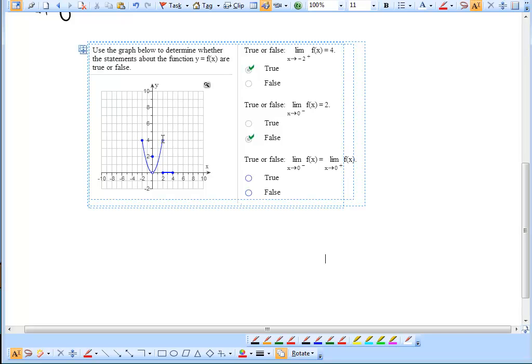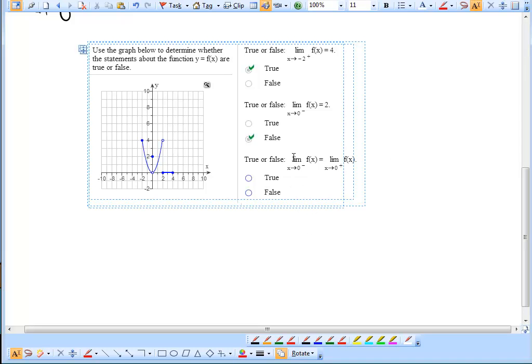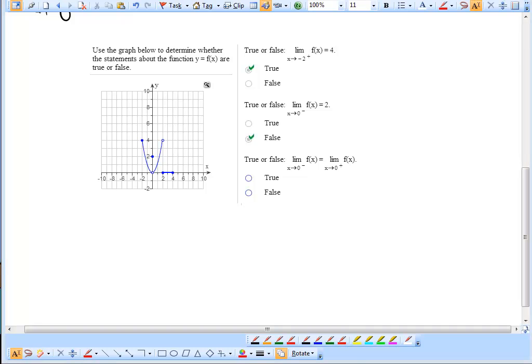Sometimes it's coincidentally the same. This time it's not. Your limits from the left and the right are both 0. They agree. So that means your limit as x approaches 0 in general is 0. So these limits, left and right limits, agree with each other. So this one's true.